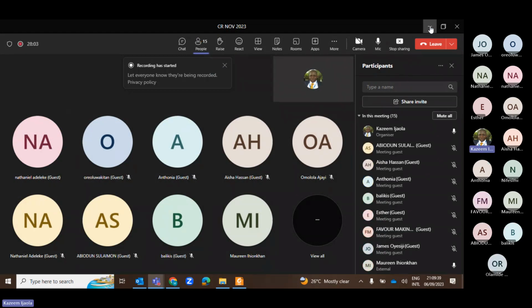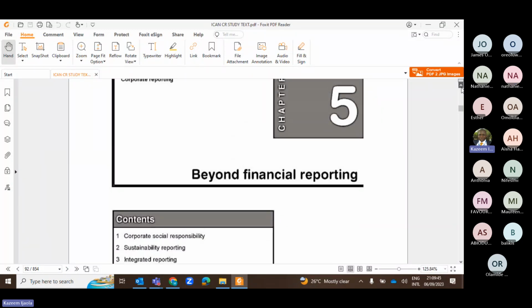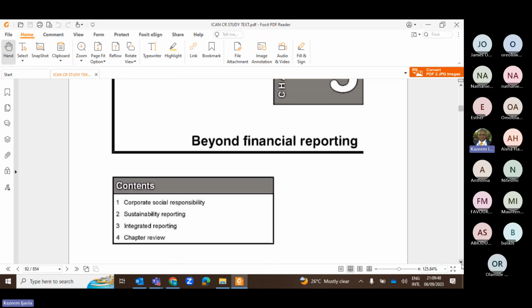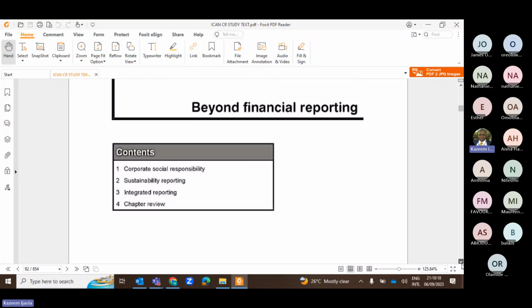All right. So, we are discussing beyond financial reporting today, which happens to be chapter 5 of your study pack. Under beyond financial reporting, there are three concepts that we shall be reviewing. The first one is corporate social responsibility, that's CSR. The next one is sustainability reporting. And the third one is integrated reporting. Those are the three concepts that I will be explaining to you. We should be done in about 30 minutes or thereabouts.